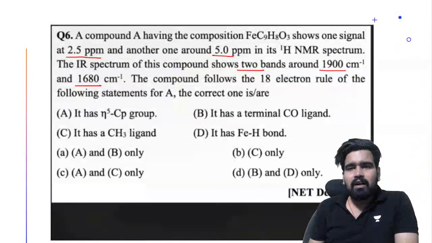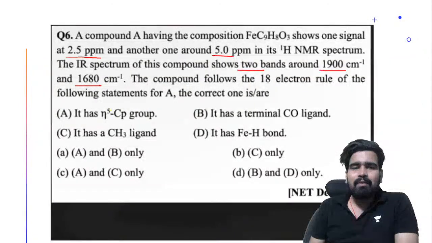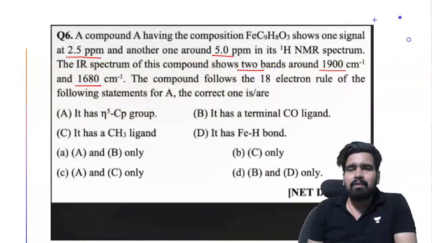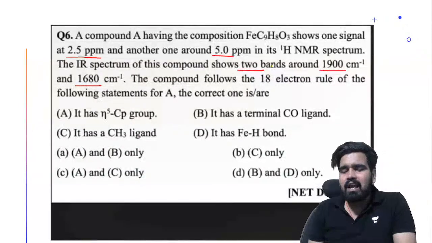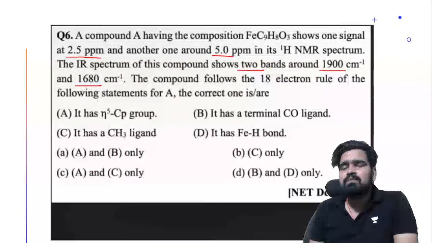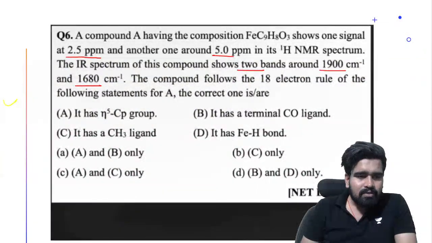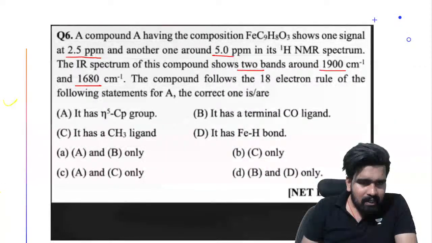In the question, you can see the IR spectrum is showing two bands, one around 1900 and one around 1680. So the 1900 band corresponds to a terminal carbonyl group and 1680 corresponds to a bridging carbonyl group. This means the complex must have two carbonyls. One is terminal in nature and one is bridging in nature.